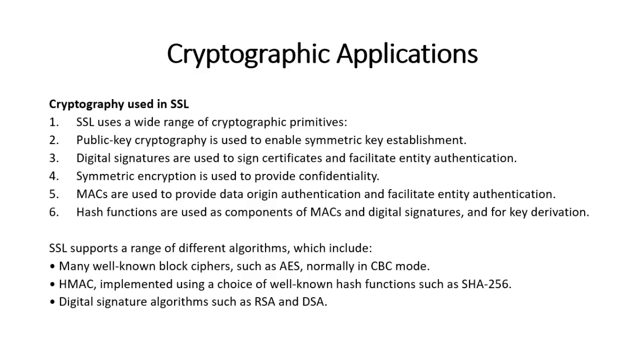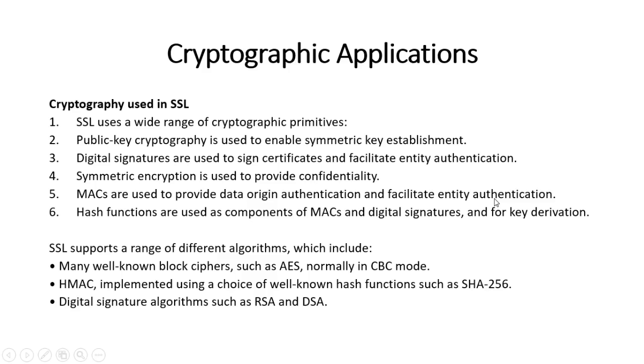So, how exactly is cryptography used in SSL? SSL uses a wide range of cryptographic primitives. So first one is public key cryptography. Public key cryptography is used to enable symmetric key establishment. I think there are two types of cryptography. One is symmetric key encryption and second one is public key encryption. Third one is digital signatures, which are used to sign certificates and facilitate entity authentication. Next point is symmetric encryption is used to provide confidentiality. Then MAC, sorry, not media access control, message authentication codes are used to provide data origin authentication and facilitate entity authentication.